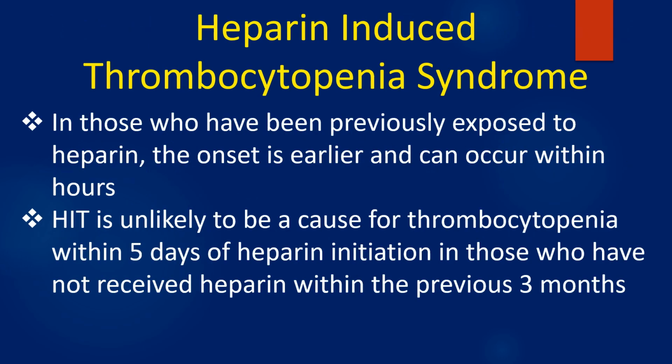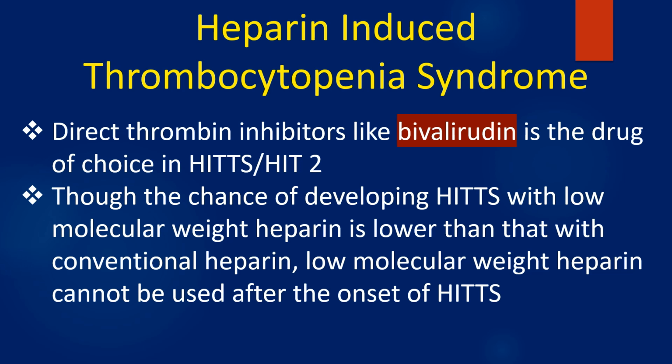In those who have been previously exposed to heparin, the onset is earlier and can occur within hours. HIT is unlikely to be a cause for thrombocytopenia within 5 days of heparin initiation in those who have not received heparin within the previous 3 months. Direct thrombin inhibitors like bivalirudin are the drug of choice in HIT. Though the chance of developing HIT with low molecular weight heparin is lower than with conventional heparin, low molecular weight heparin cannot be used after the onset of HIT.